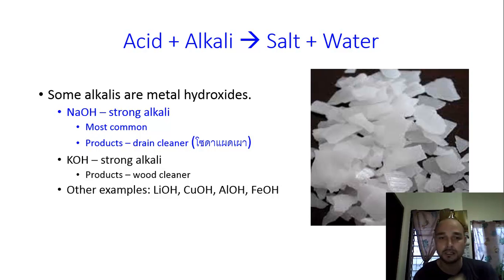So when you get a clog in your drain in your bathroom or your kitchen sink, you can use sansone and water and it will dissolve. It will eat away whatever is clogging up the drain. Now another strong alkali is potassium hydroxide, which is in wood cleaner, and other examples include lithium hydroxide, copper hydroxide, aluminum hydroxide, and iron hydroxide. And so this is sansone, NaOH.